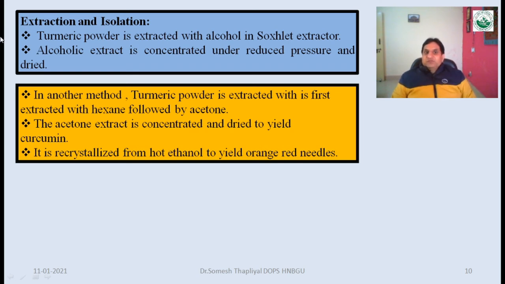So here we are using two solvents. First one is hexane, after that we are using acetone, and the acetone extract is concentrated and dried to yield the curcumin. Then it is recrystallized from hot ethanol to yield the orange red needle shaped crystals. Okay, so you will get the needle shaped crystals of curcumin which will be yellow orange in color.